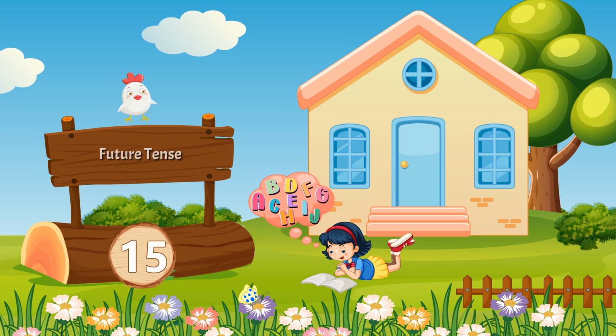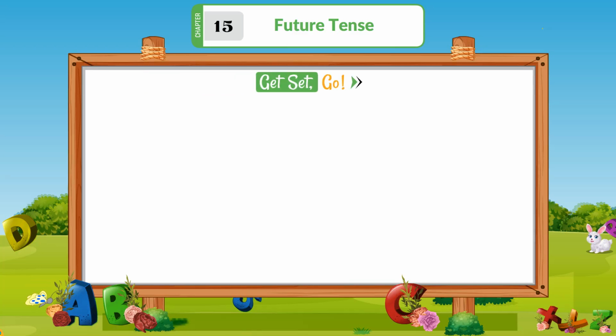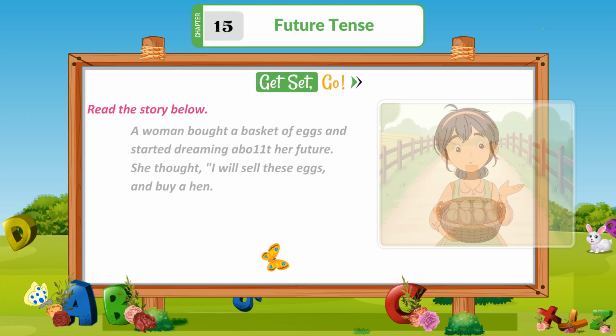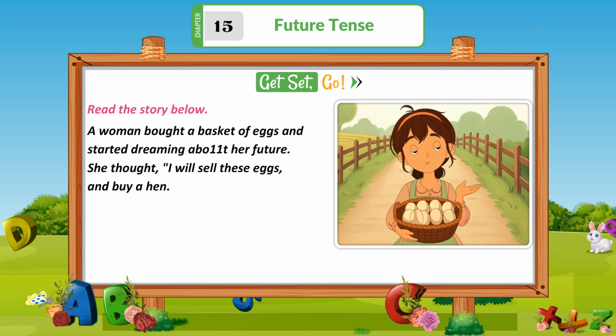Chapter 15. Future Tense. Get Set Go. Read the story below. A woman bought a basket of eggs and started dreaming about her future.